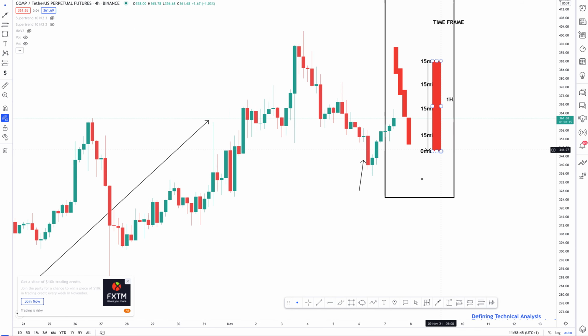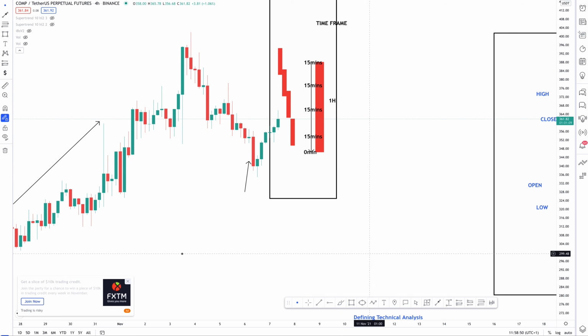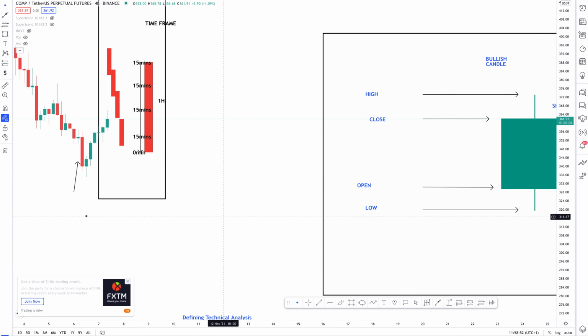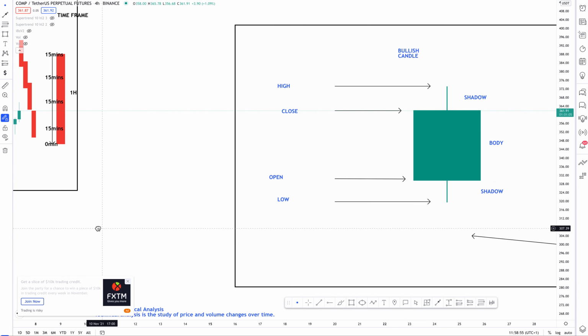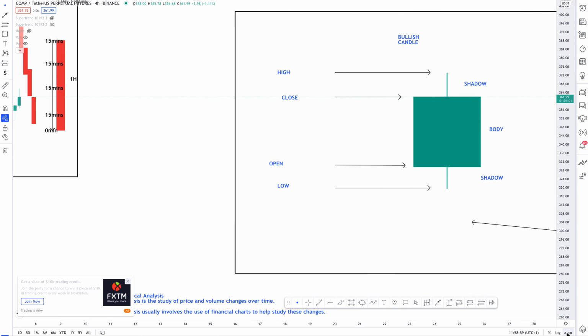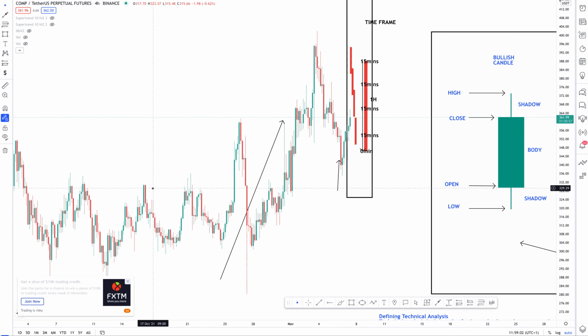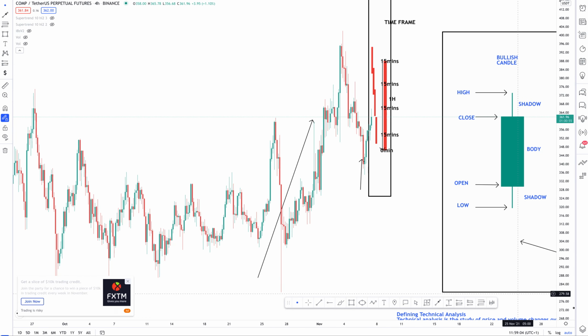Irrespective of the chart, the time frame you're using, the principle remains the same. It remains the same irrespective of what time frame you're using.